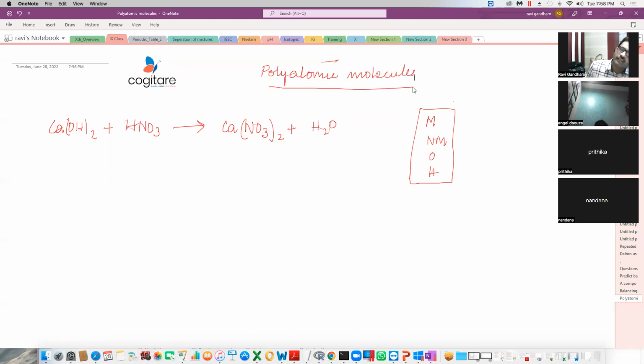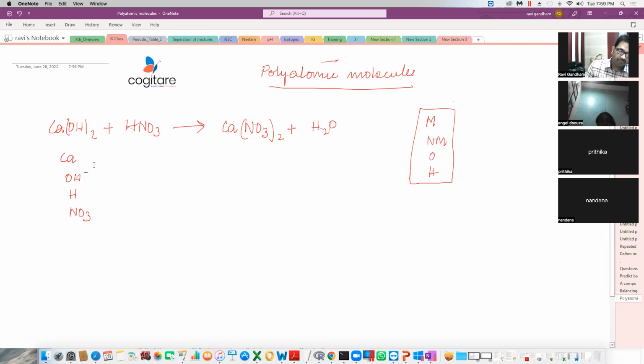I think I taught you the polyatomic molecules. You were there in the class when I taught you molecular formulas, chemical formulas. So what we generally do is, calcium is here, and what is the polyatomic molecule here? Hydroxyl group. And what do you have here in nitric acid? H, and the polyatomic molecule is nitrate. Is it clear? Good.